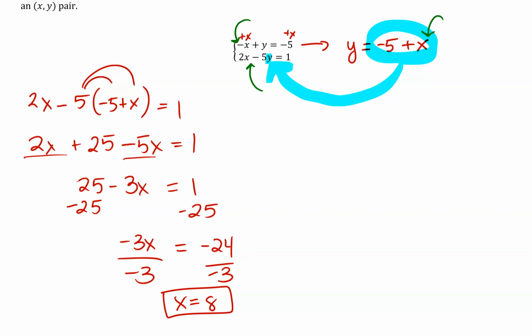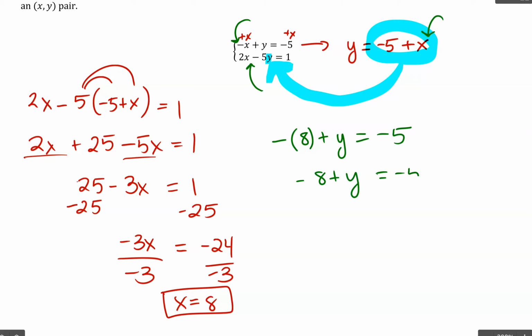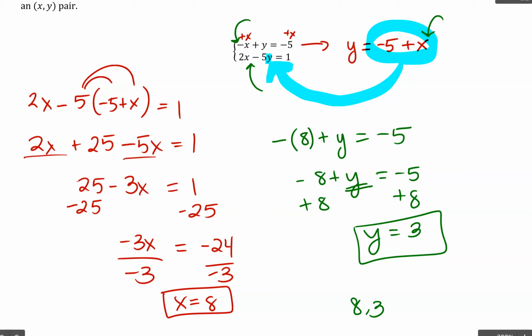Okay, so I will take this first equation and plug in 8. So I get negative 8 plus y is equal to -5. Trying to figure out what y is, so I add 8 to both sides, and I get y equals 3. So there we have 8 and 3. Now written as a coordinate pair, we could write (8, 3) as our solution, and then of course we would check our answer by plugging in the x value 8 and the y value 3 into both equations.